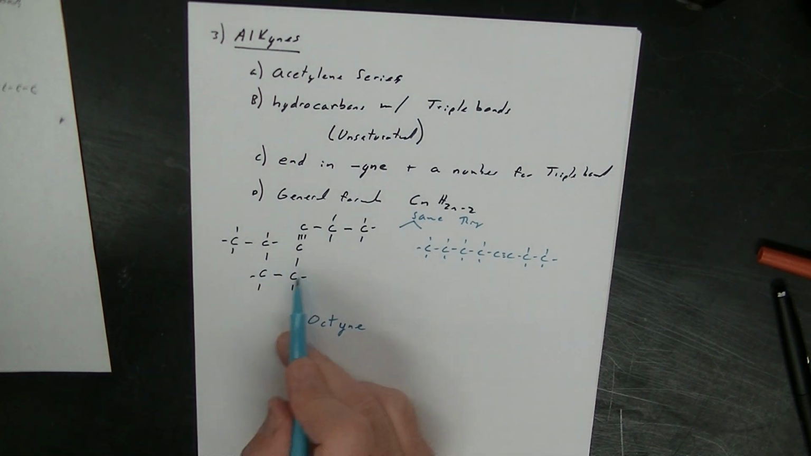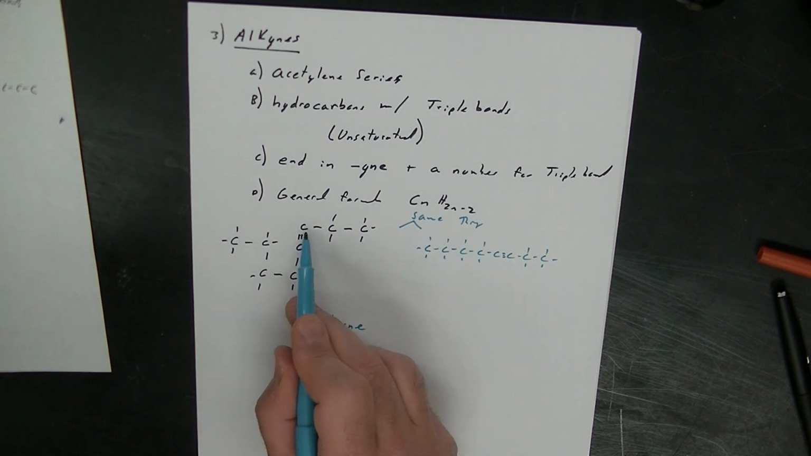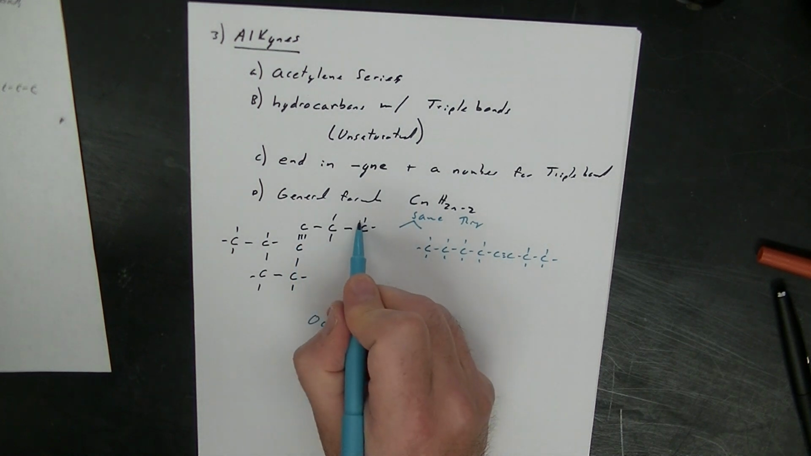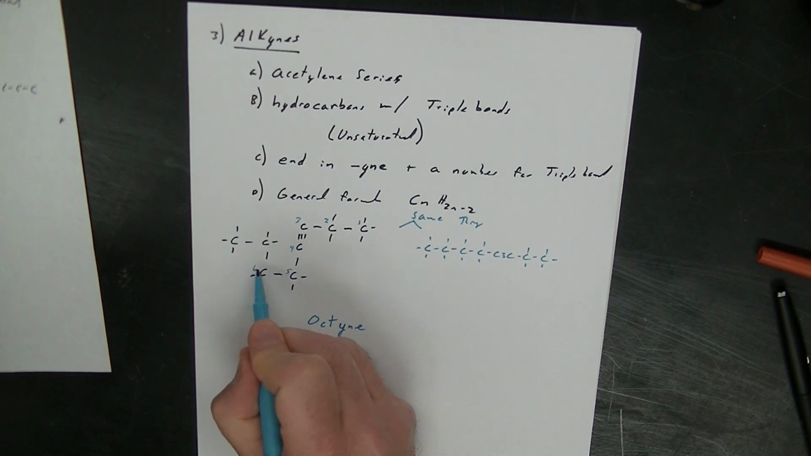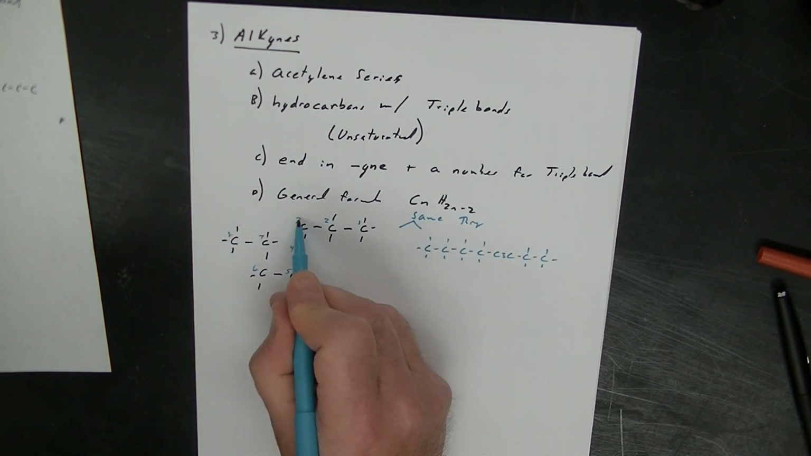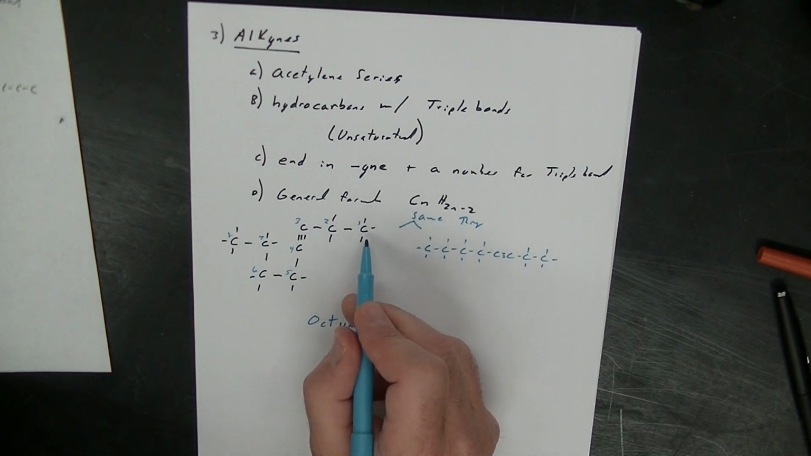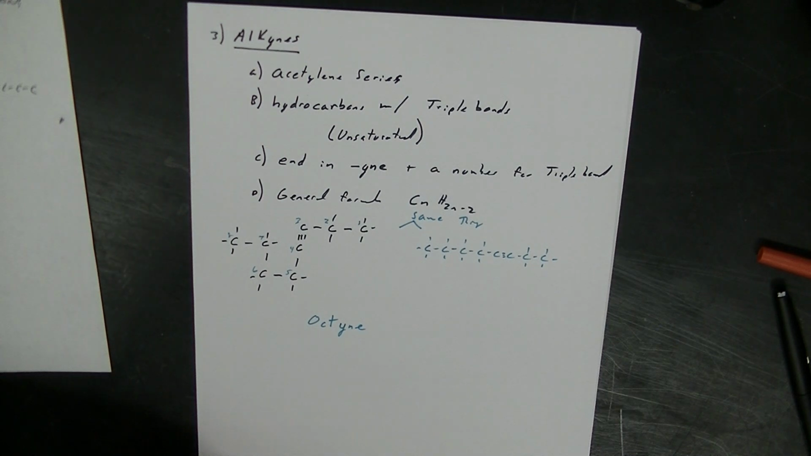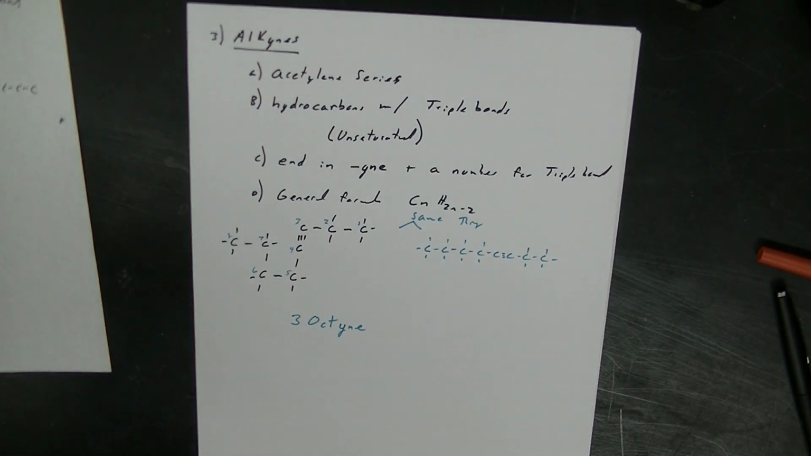Now I have to number this backbone. I could go 1, 2, 3, 4, 5, 6, 7, 8, and it would be coming off the 5, or I could go the other way, and then it would be coming off the 3. Just like the alkanes or alkenes, you want to number it so it has the lowest possible carbon. So this is coming off the 3rd carbon, so this would be 3-octyne.